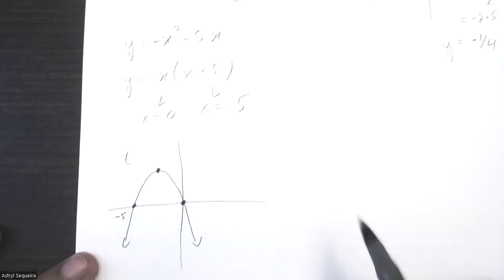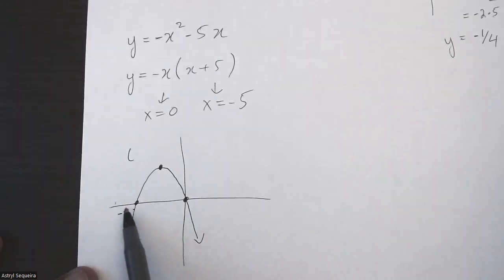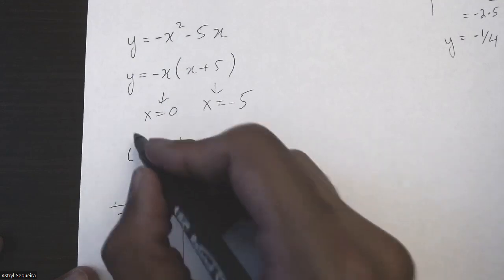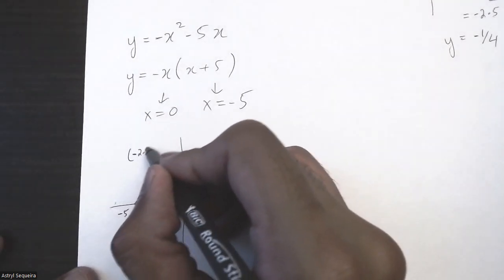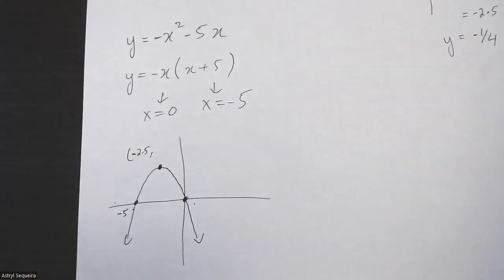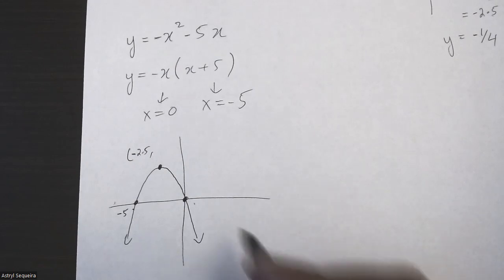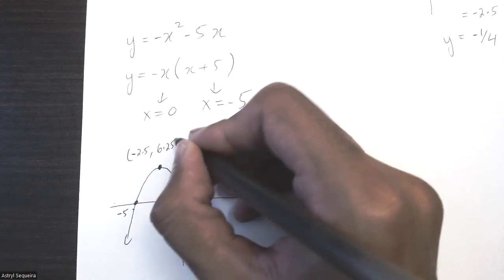And I know the x value of my vertex is the midpoint of these two. So -5 plus 0 divided by 2 is just negative 2.5. And if I sub in negative 2.5 into the original equation, I will get 6.25 as the y value.